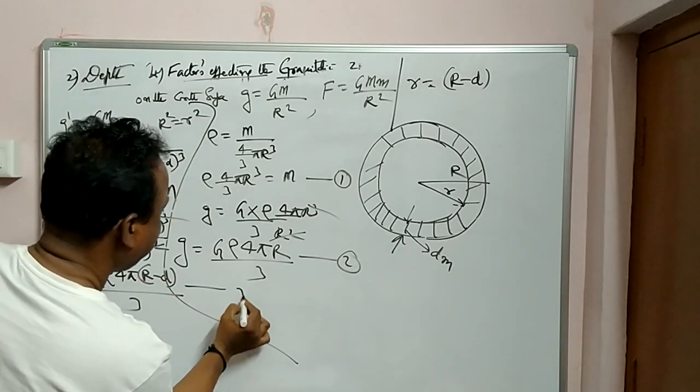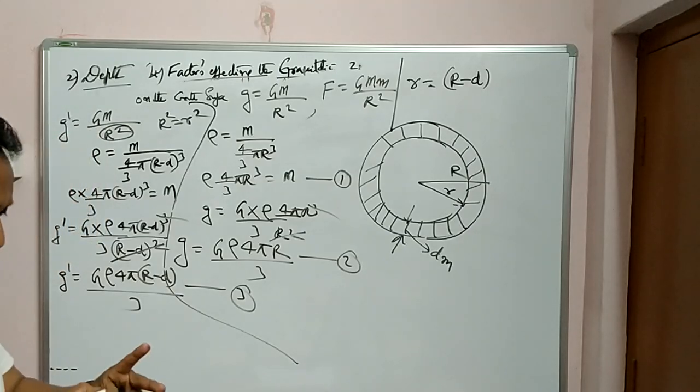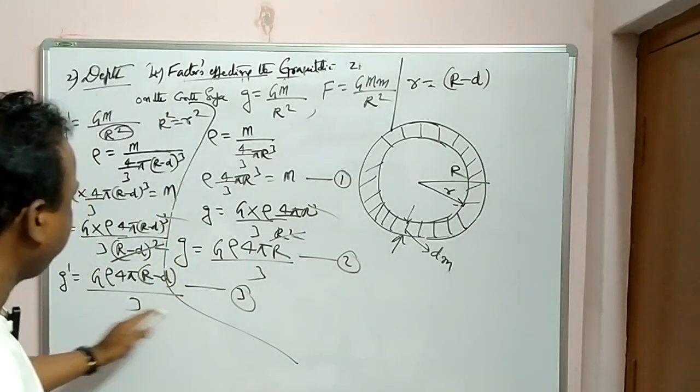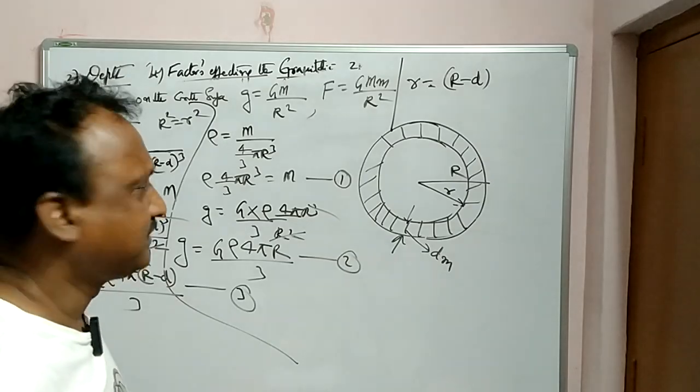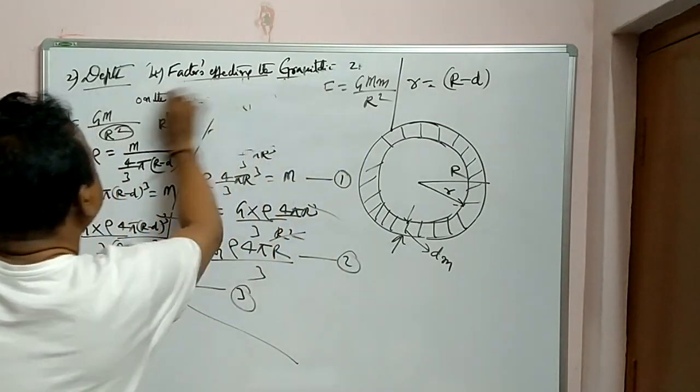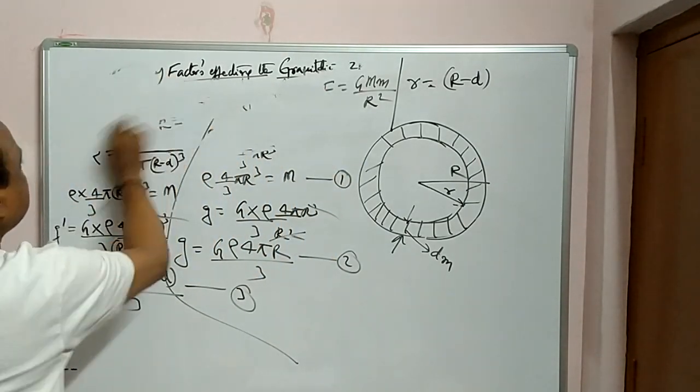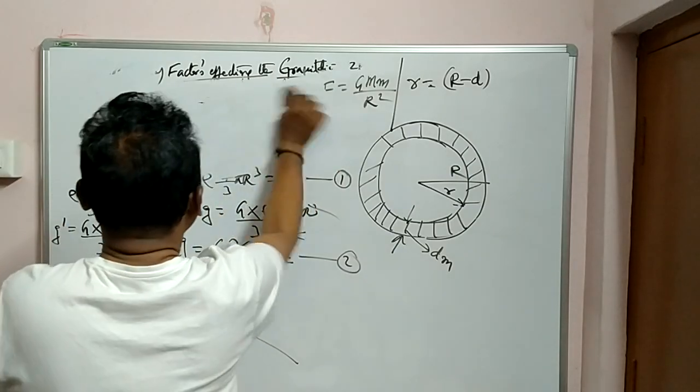This is equation 3. Now almost we got the equation. See, we will divide 2 by 3 or 3 by 2. Okay. Shall we start? Okay. So let us see what happens now.